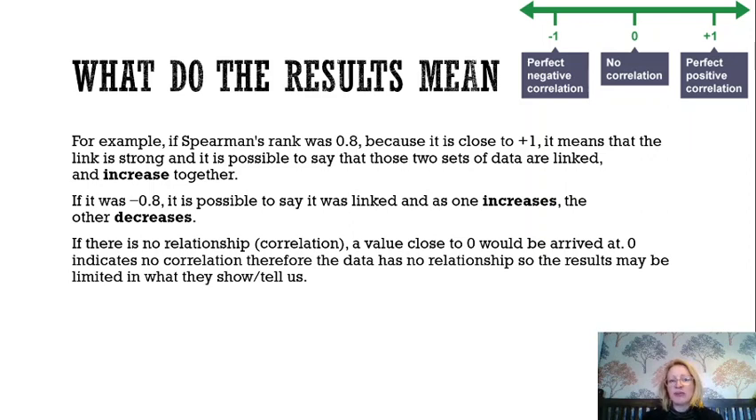If we had a Spearman's rank of 0.8, that's close to +1. That means there is a positive correlation between those two variables, and if one of those variables increases, then the other one will also increase. If it was -0.8, then again it's linked, but you would have a negative correlation, so as one increases, the other one decreases. And if there's no correlation, then you have a value that's pretty close to 0.